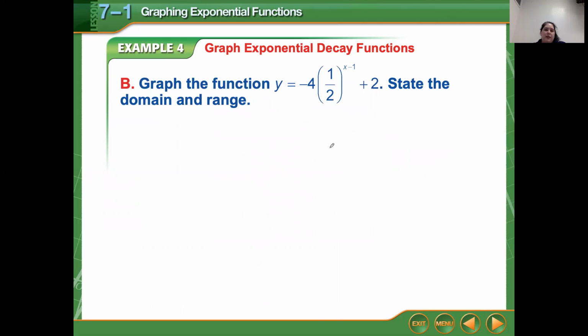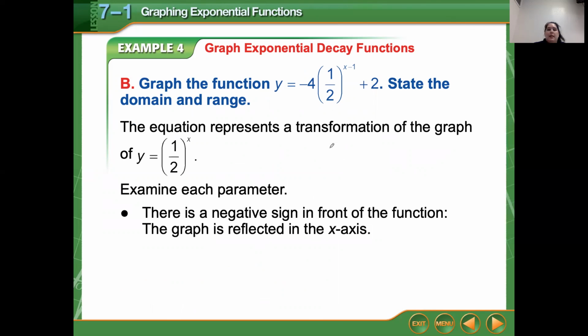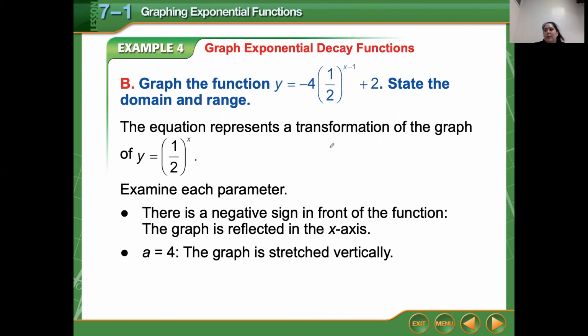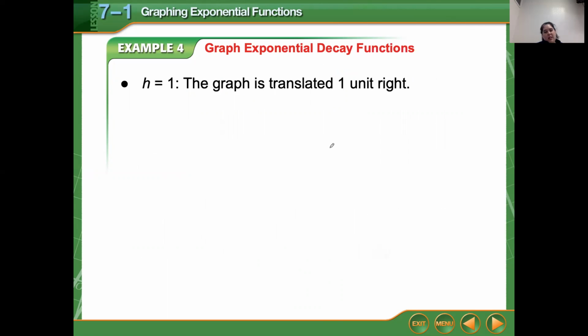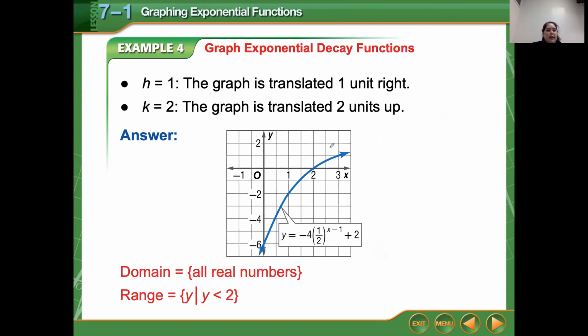So next we have graph the function y equals -4 times 1/2 to the x minus 1 plus 2. So we have some transformations here. The negative sign tells us it's upside down. 4 tells us it's stretched vertically. Remember, the pattern is x minus h, so x minus 1 means h is positive 1. So it translates to the right 1 unit. k is 2, so it goes up 2 units. So this is what our graph would look like.